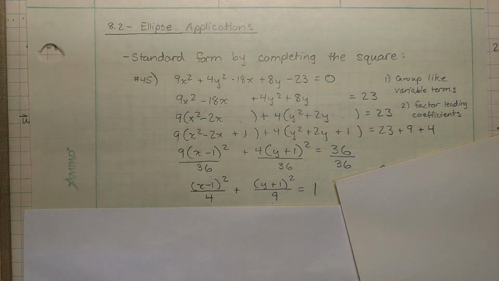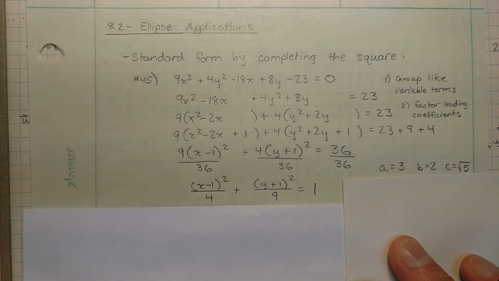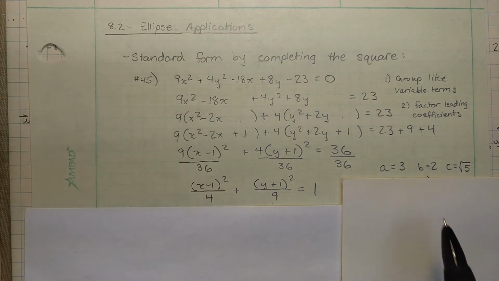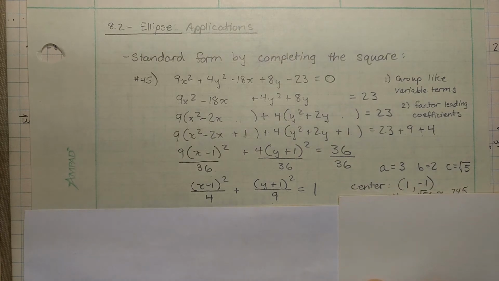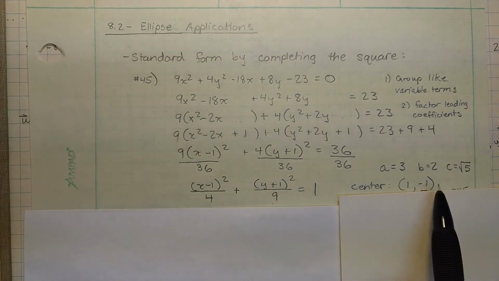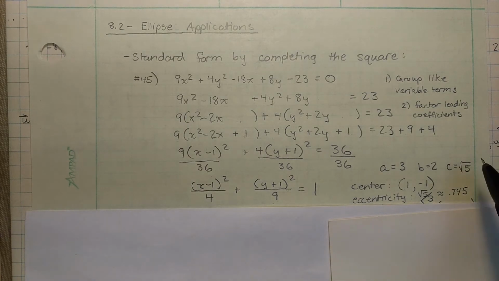Now I can easily pick out and answer things. Notice my a squared is actually here because this is the bigger one. So my a squared becomes 9, my a becomes 3, my b squared is 4, so my b becomes 2, and then I can use my Pythagorean relation to get my c, which is radical 5. My c squared would be 5. So I can pick out my center. My x coordinate is 1, my y coordinate is -1. My eccentricity I can figure out because I can take my c over a, so that's radical 5 over 3.